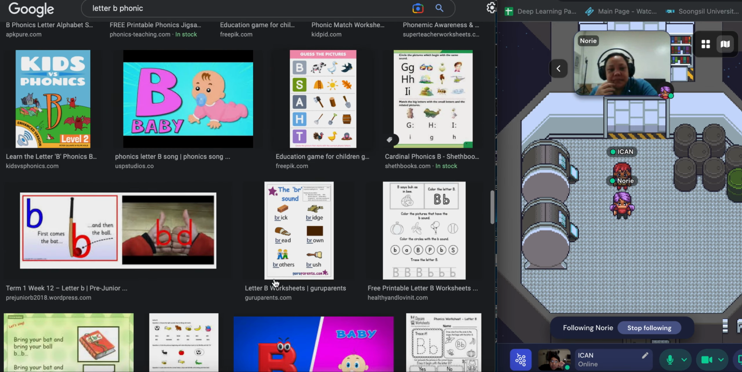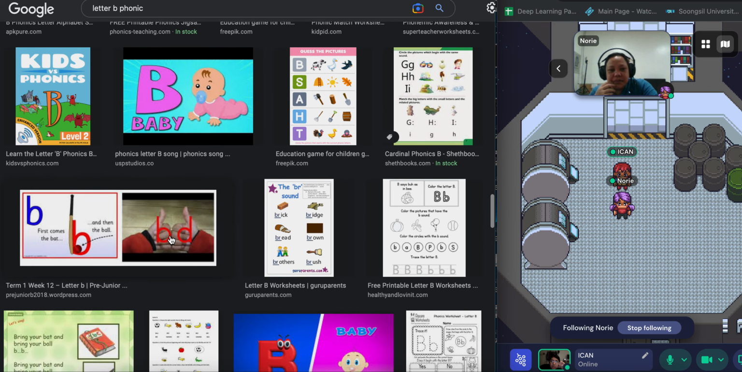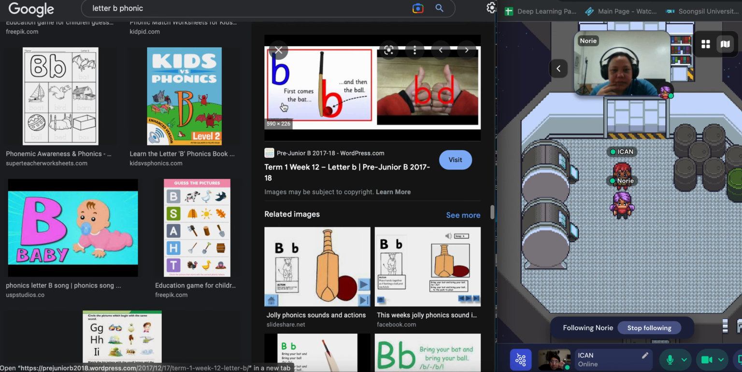Meron. Oh, ito. Actually, ito. Paano ba to? Okay. Ayan. B comes first, then D. So, B, bat, D. Di ba? Pwedeng and then comes first. So, parang ginawa niya ng association. Ito daw is B. So, bat. And then, ball. Di ba? Parang dinrawing niya. Merong bat.